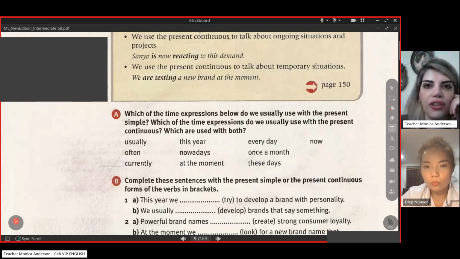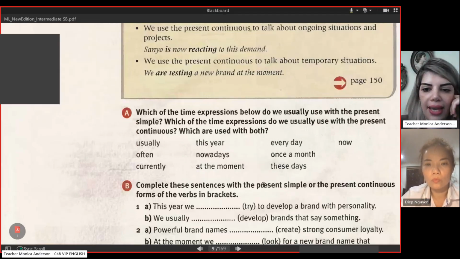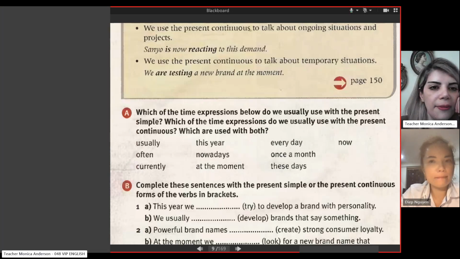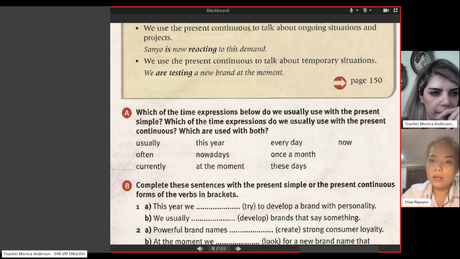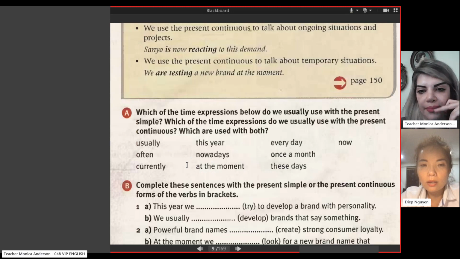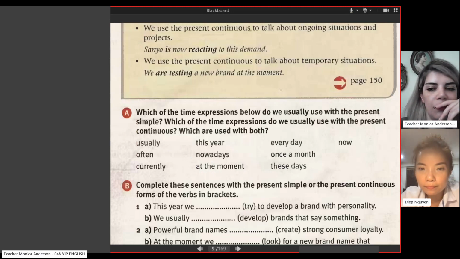Let me put your picture here. Okay, and I'm sorry, let me manage my board so that I can see you and the book at the same time. Okay. Usually. So now we will do part A.